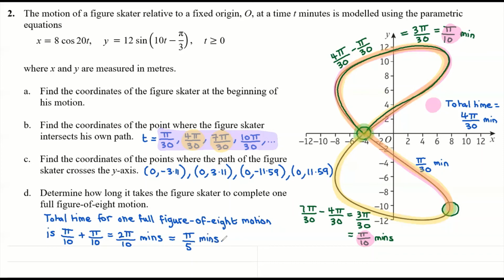Now, there's different ways of doing this. You could look at the period, for example, of the equation for x, and also use things like the lowest common multiple. Essentially, if you compare the period of x with the period of y and find out where they coincide and look at the lowest common multiple, you'll also get 2 pi over 10. I just think looking at the diagram and then working out the times for each of those half loops is a little bit more intuitive.